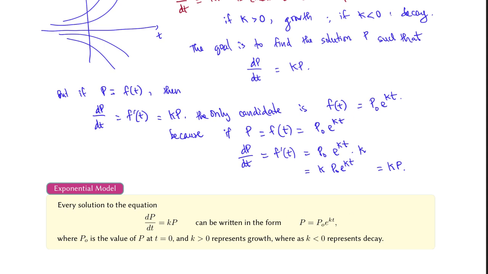Every solution to the equation dP over dt equals kP can be written in the form P equals P naught times e to the kt. From now on, if we have y prime equals ky, then y equals y naught e to the kt, or y equals y naught e to the kx, depending on what independent variable we're using, t or x. This differential equation is called the first order differential equation because it involves the first derivative.